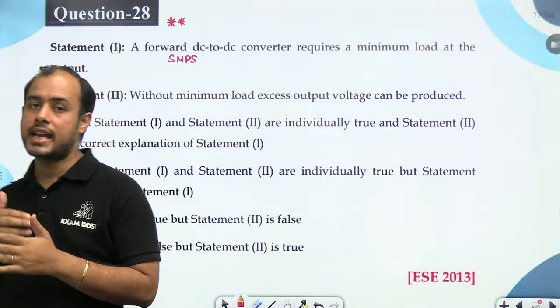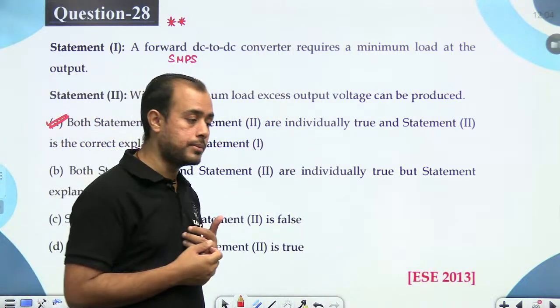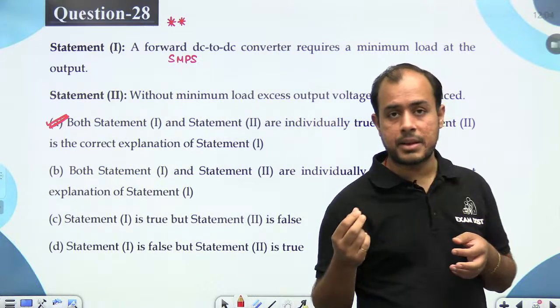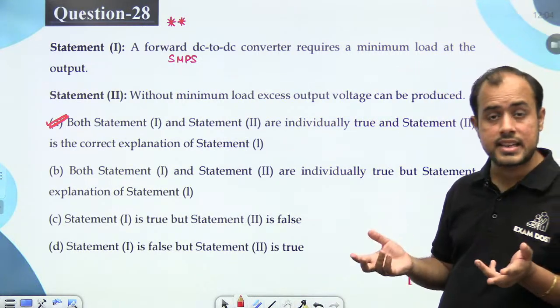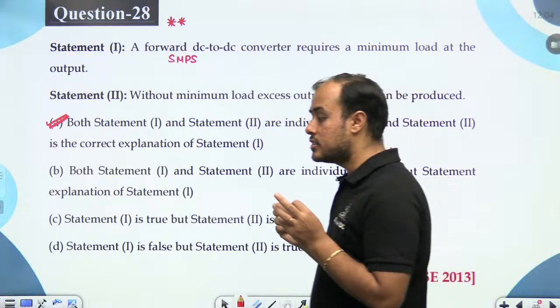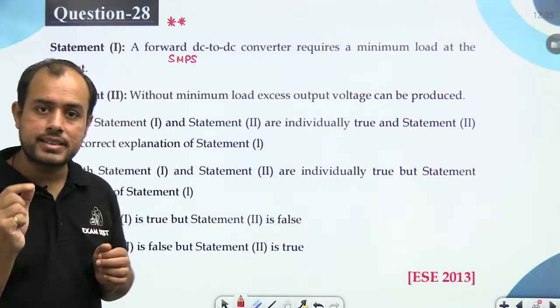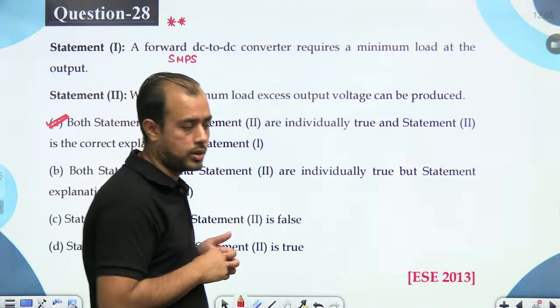From dt to t, the secondary will deliver energy to the load. In this process, the voltage across the capacitor will charge. If there is not a certain minimum amount of load current, the capacitor cannot discharge through the load.